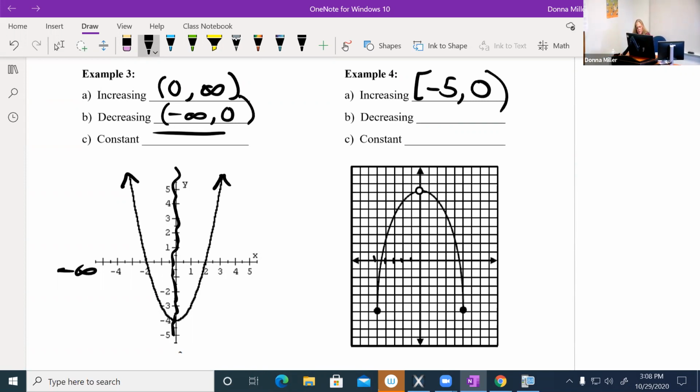Okay, so decreasing. We're going to pick up on the other side of 0, right? And then we're just going to go to 5. I'm going to use square because it's closed. There's no constant. All right, is that okay?